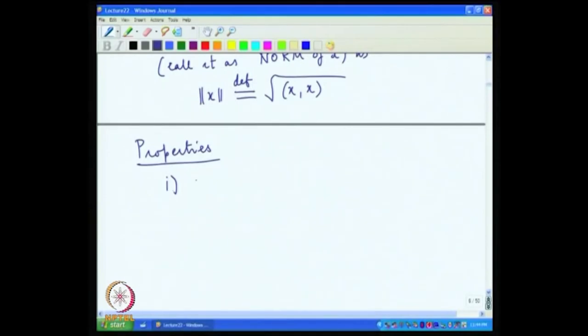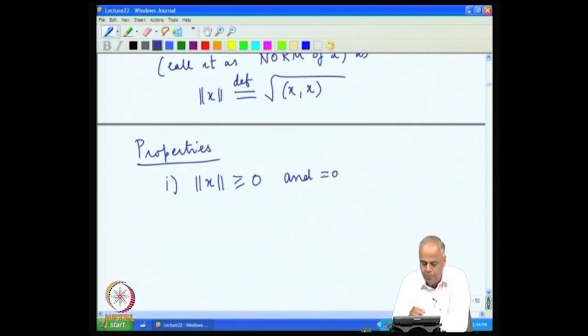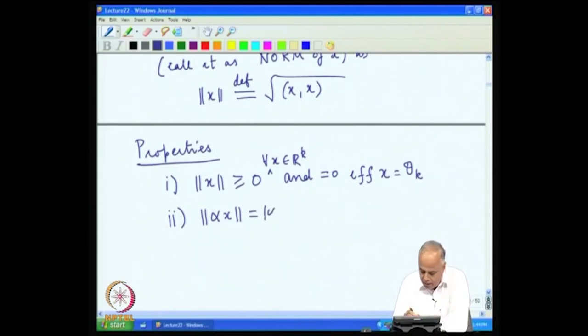The first property is the length of a vector is always non-negative, because the square root of x comma x is always non-negative, and equal to 0 if and only if what is inside, that x comma x, is 0. But the property of the inner product says x comma x is 0 only when x is 0, and therefore we get that this is equal to 0 if and only if x is the 0 vector. And when you multiply a vector by a scalar alpha, the length gets multiplied by the absolute value. So, for every alpha in F and for every x in RK.